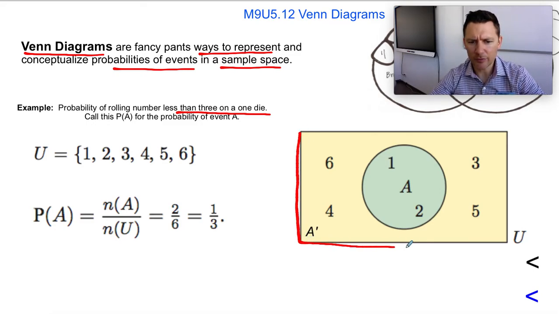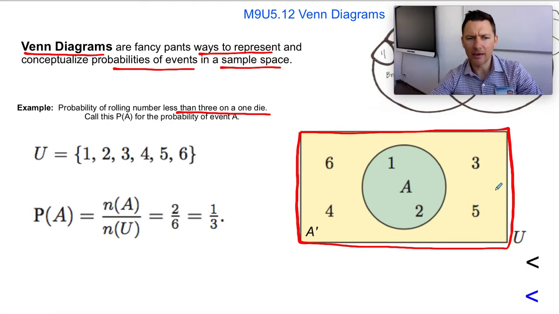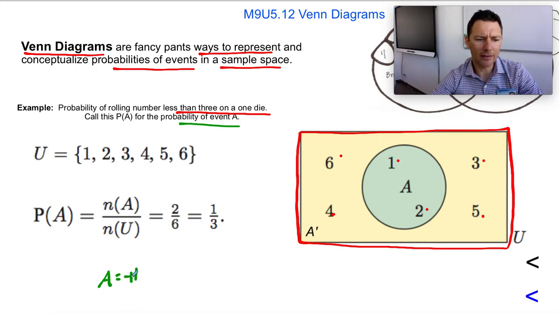This is a sample space diagram that you and I know and love called a Venn diagram, right? Everything that could happen in the sample space is in there. You could get a 1 or a 2 or a 3 or a 4 or a 5 or a 6. Everything's sitting there, right? We're calling event A a number less than 3, right? Is 3 less than 3?